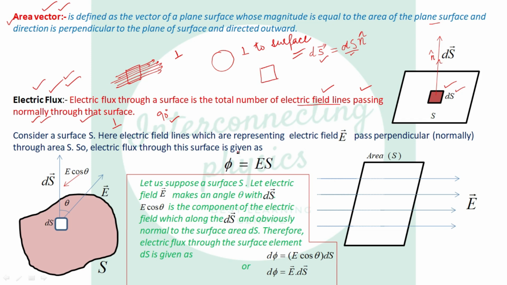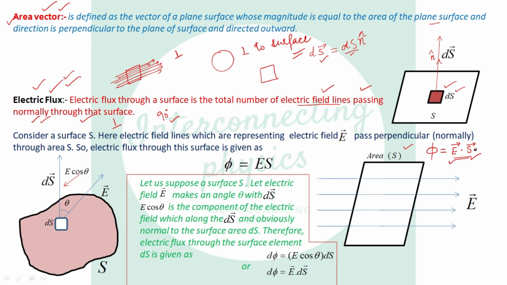Now let us elaborate it. Suppose we have some area, let us say S, and an electric field E passing perpendicularly to this area. So electric flux is denoted by phi and it can be written as E vector dot S vector. Always remember it is E vector dot S vector. It is the dot product of electric field vector and area vector.